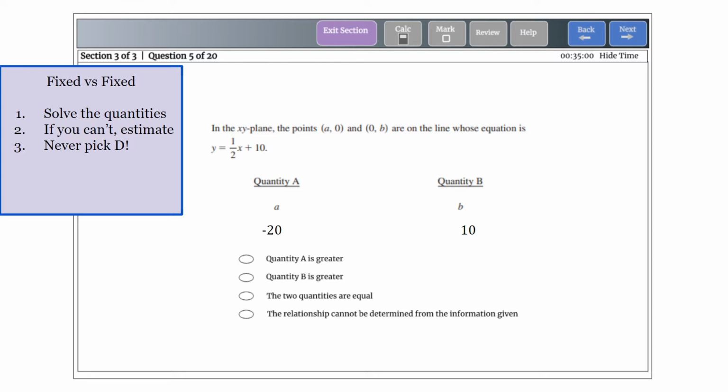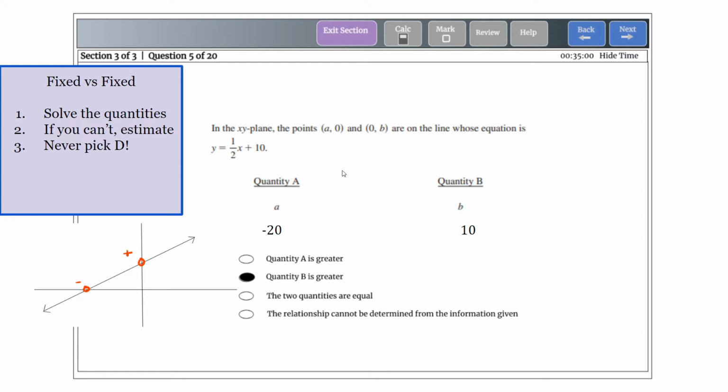Now, even if you didn't solve it this way, or perhaps you're given an equation that just seems like it'll take a long time to solve, you also could have just estimated, right? In this case, if you're familiar with graphing y equals mx plus b style equations a lot, you'll notice that it has a positive y-intercept and a positive slope. So it's going to look something like this. And so we know that quantity B, being the y-intercept, is going to have to be positive, quantity A is going to have to be negative, and that's enough to just let us know that, of course, B is greater than A.